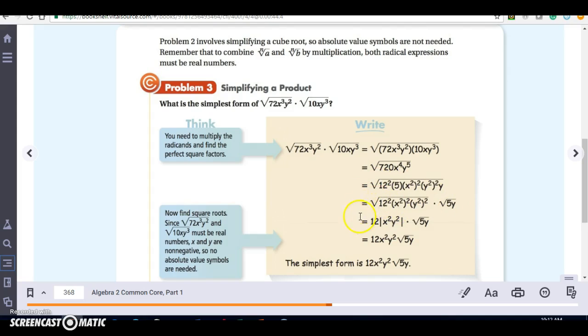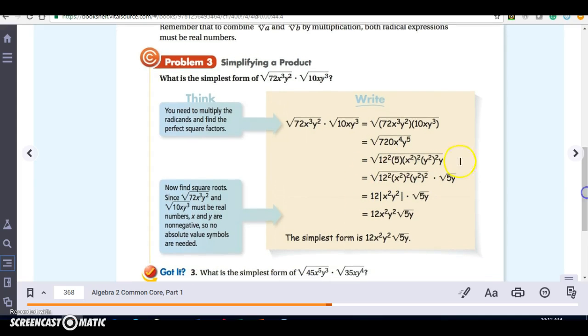And so here they can take out the 12, because you can take the square root. They took out x squared and they took out y squared. Now they said that, they're talking about the absolute value sign.